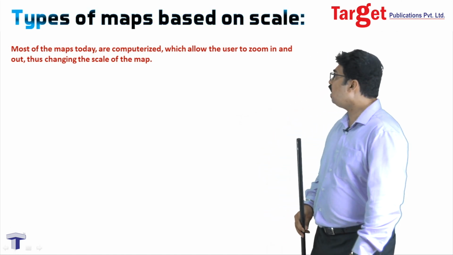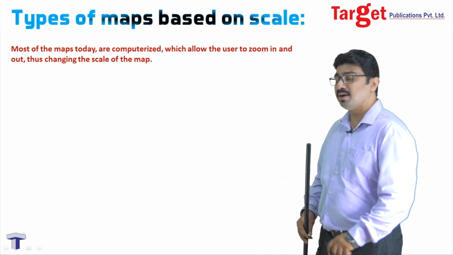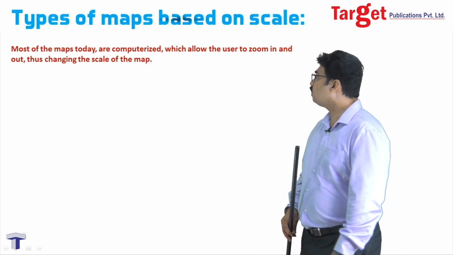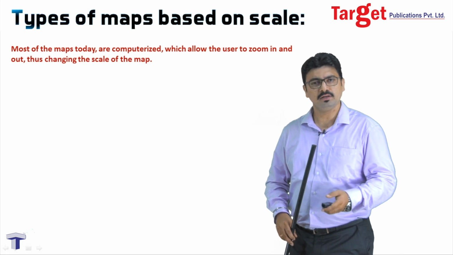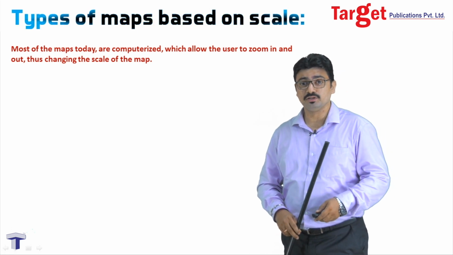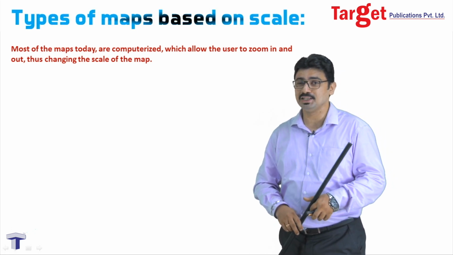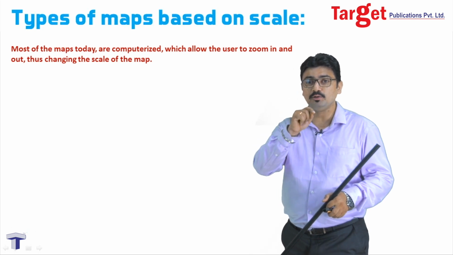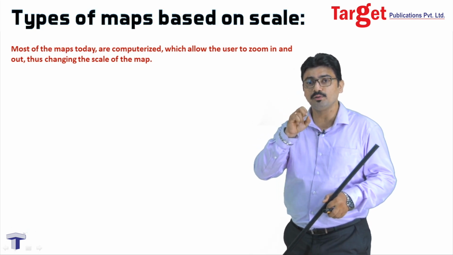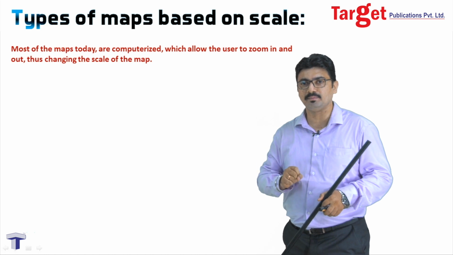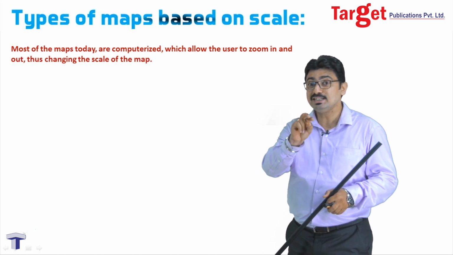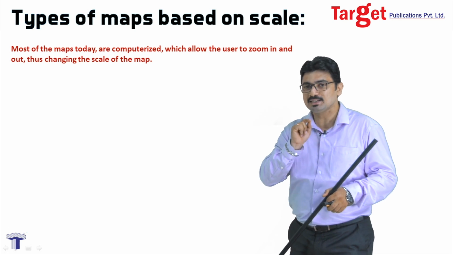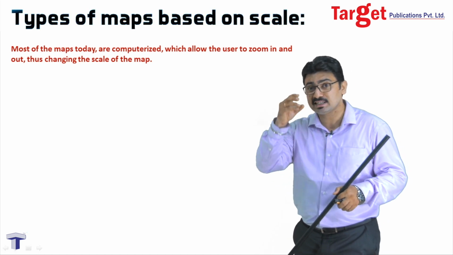So after understanding the different types of maps based on scale, we also need to understand that today there are several maps which are computerized. All of you use mobile phones, and in that you have a map application which allows you to zoom into a particular place or to zoom out and understand an overview of that place. This zoom in, zoom out facility is actually changing of scales. You do not realize it, but yes, you are actually changing the scale of the map.